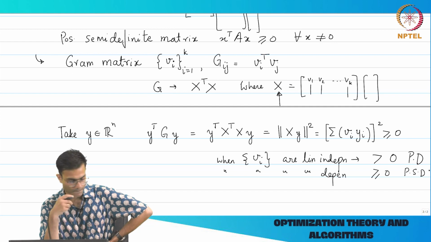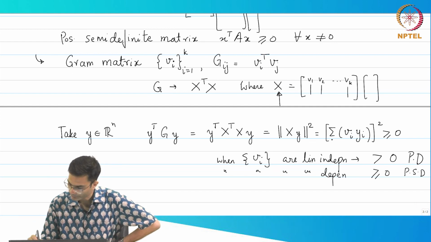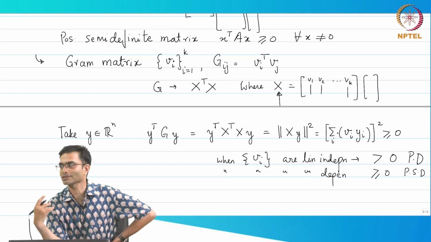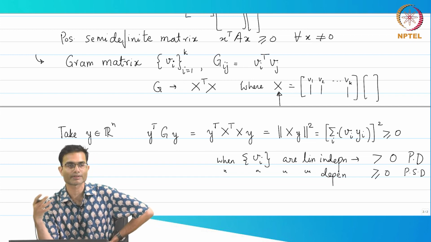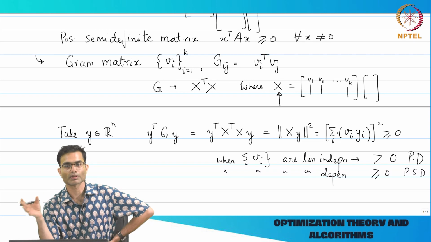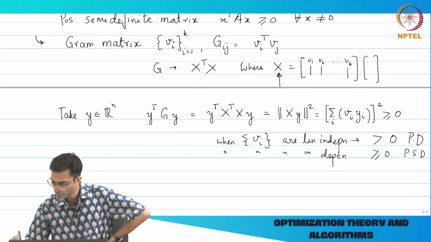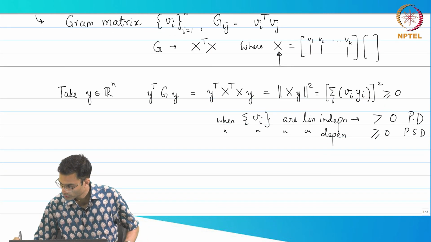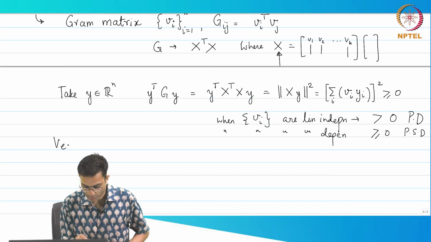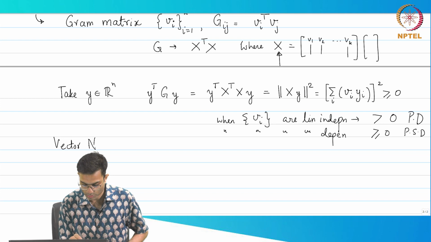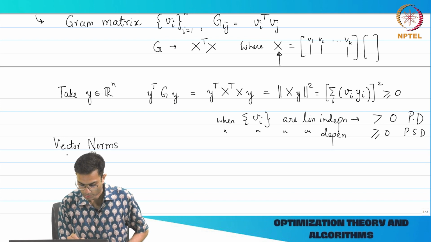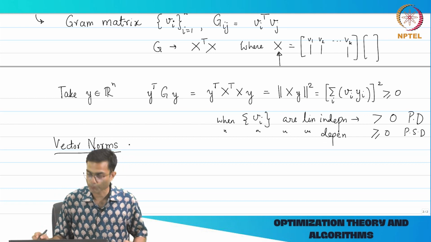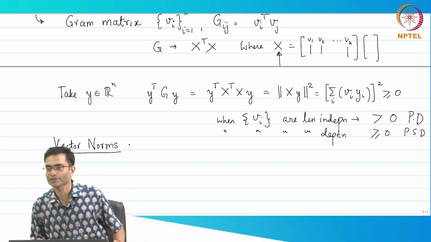Okay. Any questions on this? So this is a very simple kind of practice exercise for us to get familiar with positive definite, positive semi-definite, and how to multiply vectors and matrices and so on. Okay. Now we're going to define the next thing, which are vector norms. In fact, we already used the concept of a vector norm over here, right? But I'm going to give you a very general definition of a vector norm.